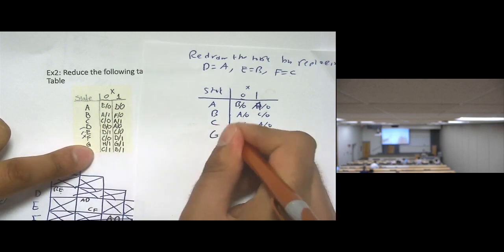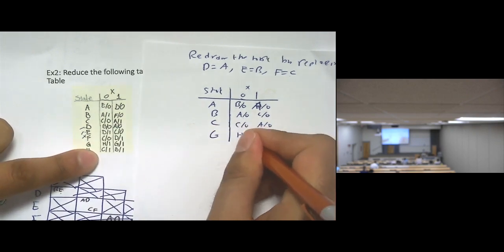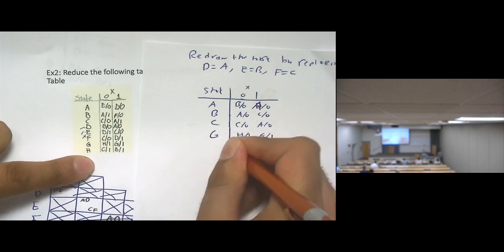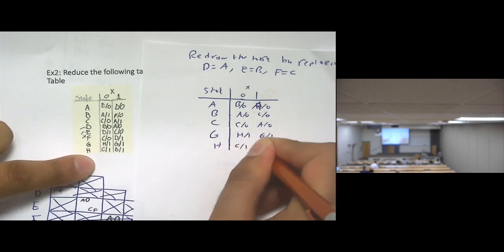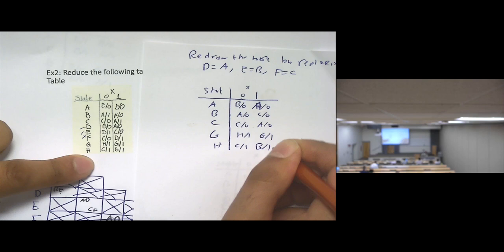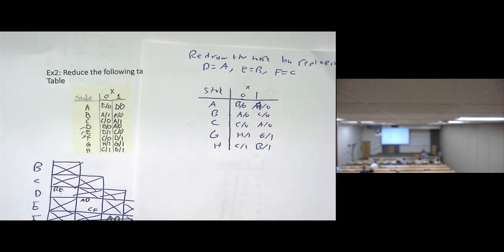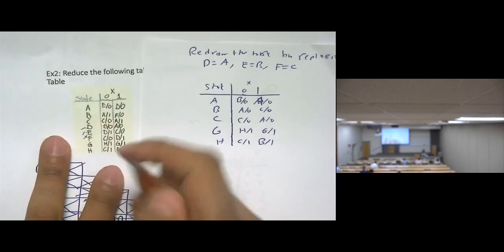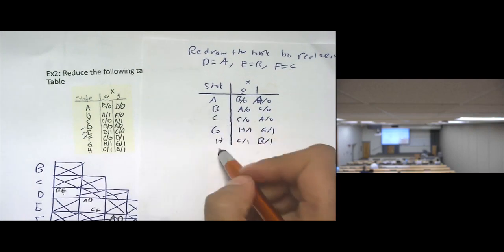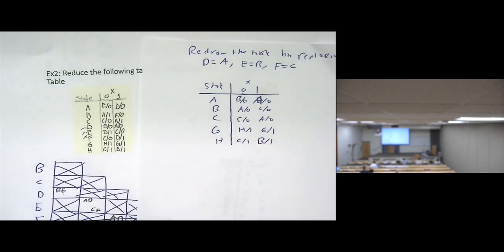Let's go to G. G, here H over 1, G over 1, H, which is C over 1, B over 1. Okay? So now, this table has been simplified using 8 states to be 1, 2, 3, 4, 5 states. Then this will make life easier. Okay, understood? Any questions? Okay, that's great. Now, let's see another example.